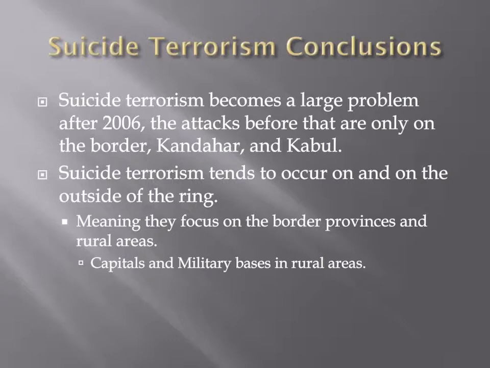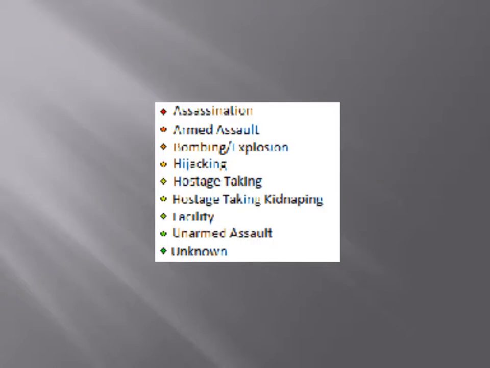Suicide terrorism becomes a large problem after 2006. The attacks before that are only on the border, Kandahar and Kabul. Suicide terrorism tends to occur on the ring. That's what I spoke about before, meaning that they focus on the rural areas in the border provinces first and then move in.